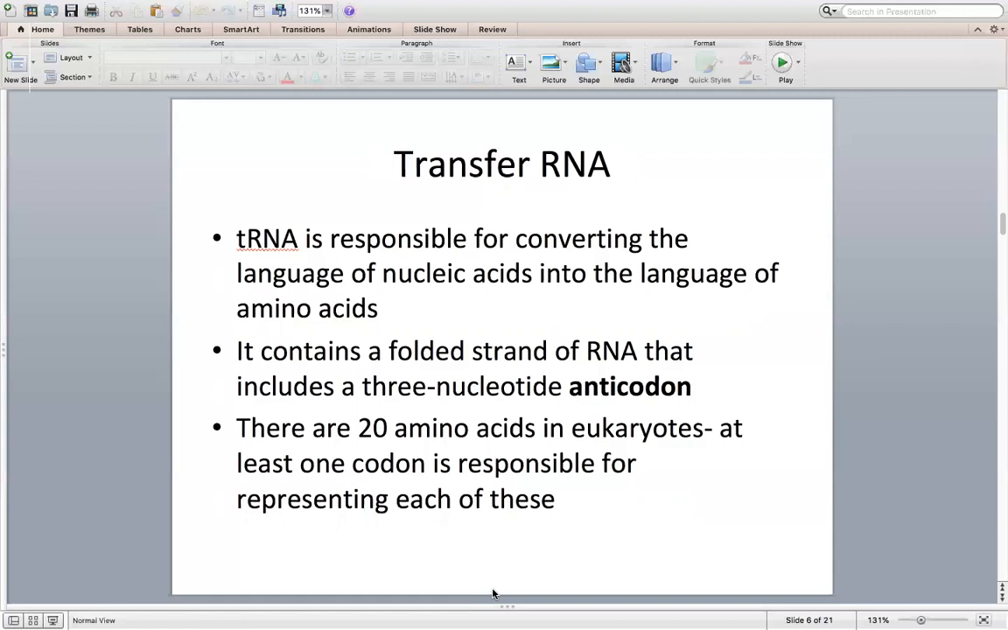And so there are a total of 20 amino acids in eukaryotes, and at least one codon is going to be responsible for representing each of these amino acids. And when that tRNA then picks up the corresponding amino acid, it's what we refer to as charged or activated. It's also important to note that mature tRNA is going to be found in the cytoplasm of the cell.